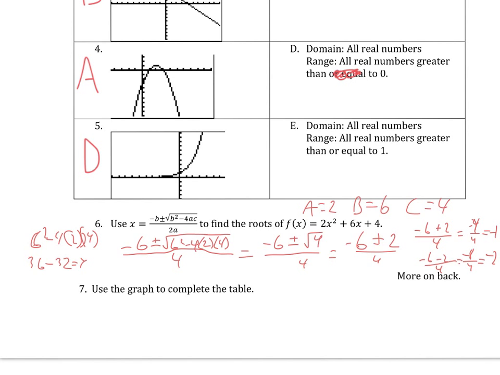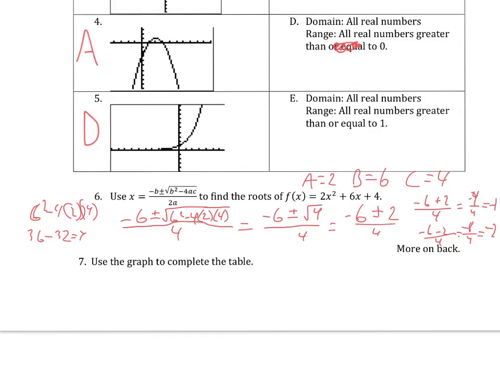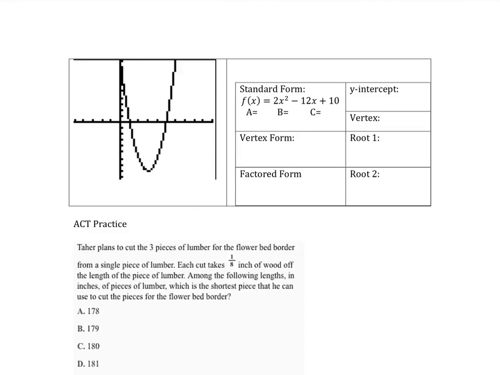Number 7, use the graph to complete the table. That must have gone with this next question. Alright, so here we go. Standard form, A is 2, B is negative 12, and C is 10. The y-intercept would be the number 10, which is the same as the C number.